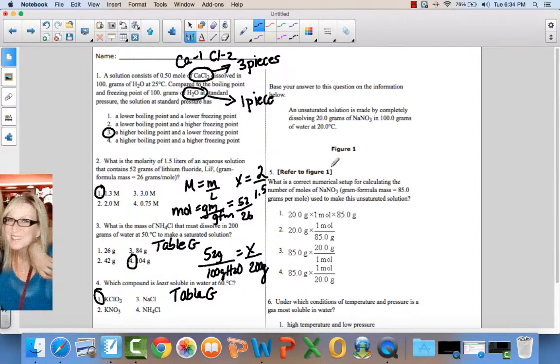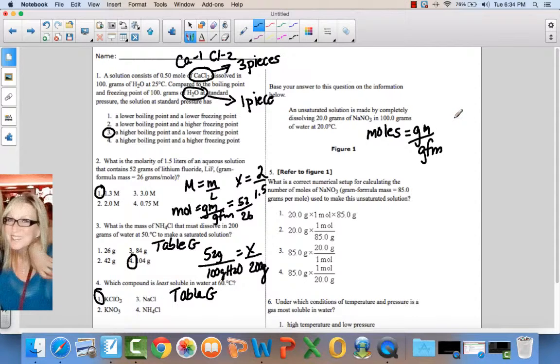Base your answer to this question on the information below. An unsaturated solution is made by completely dissolving 20 grams of NaNO3 in 100 grams of water at 20 degrees. What is the correct numerical setup for calculating the number of moles that was used to make this unsaturated solution? So, moles equals given mass over GFM.